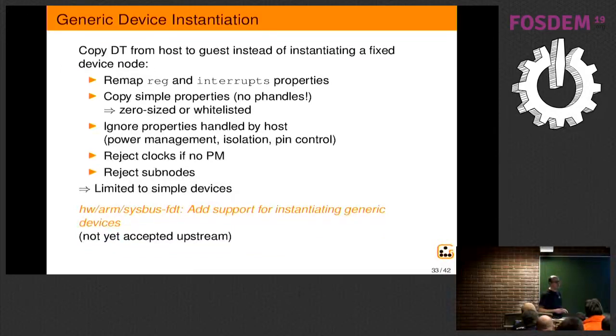So the solution I took was to only copy properties without a size, because they cannot have a phandle, or properties that are in a whitelist. Properties handled by the host, like power management, isolation, IOMMUs, resets, pin controls, can be ignored. Clocks, I reject them if there's no power management going on. Subnodes, no, that's too complicated. But for simple devices, it works.